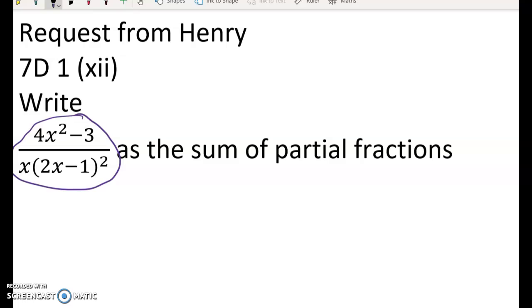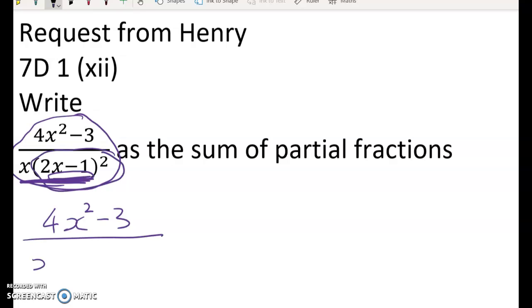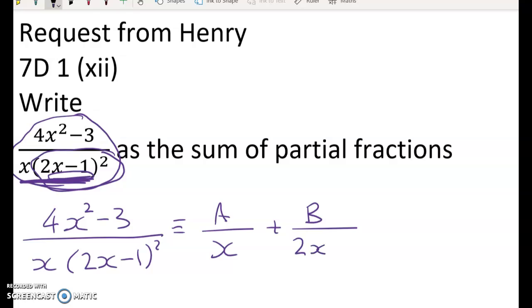So the first thing to check is the order of the numerator. We've got a quadratic in the numerator and a cubic in the denominator, so we're good to start looking at how to do that breakdown. This pattern type is one where I've got this 2x minus 1 squared. The cleanest way to break this down is the slightly counterintuitive pattern of A over x plus B over 2x minus 1 plus C over 2x minus 1 squared.